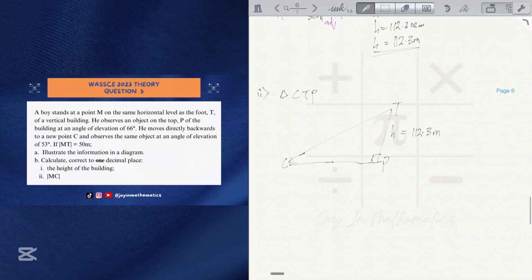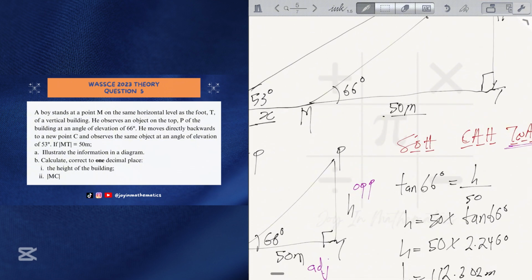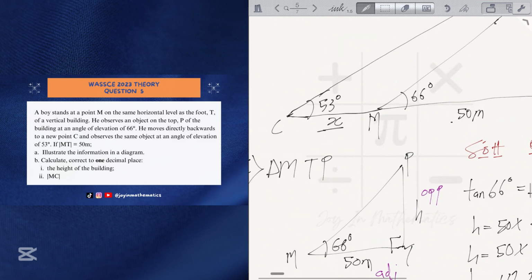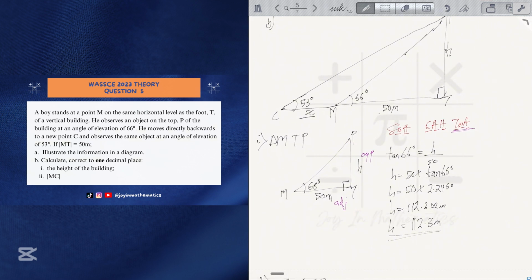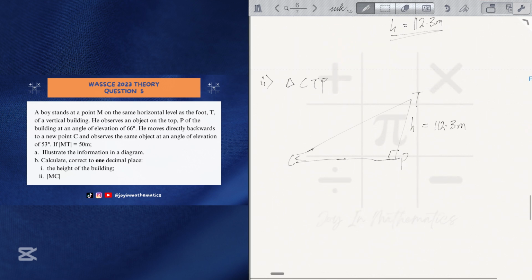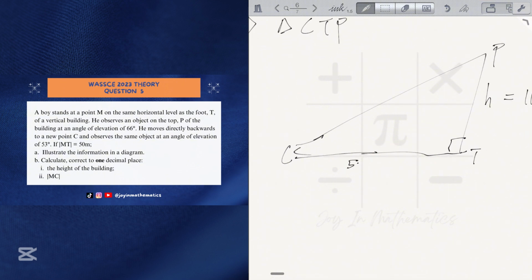Now, what is length CP? If MT is 50 meters, then length MC is equal to X meters. So definitely length CT will be 50 plus X. Okay, this is P and this is T. So length CT is 50 plus X meters, and the angle here is 53 degrees.